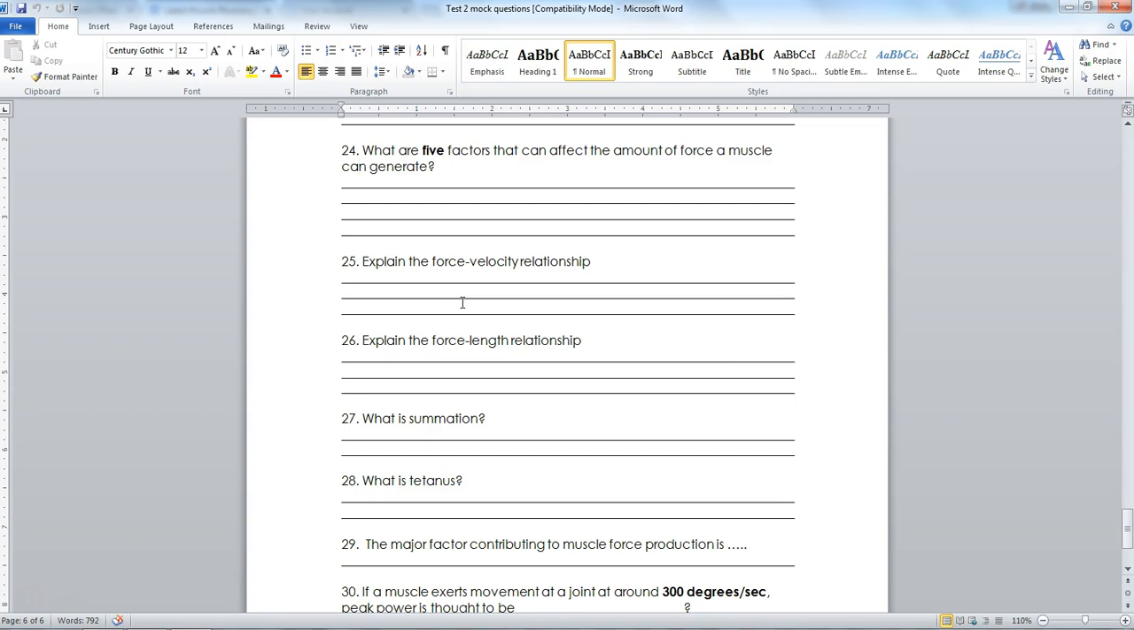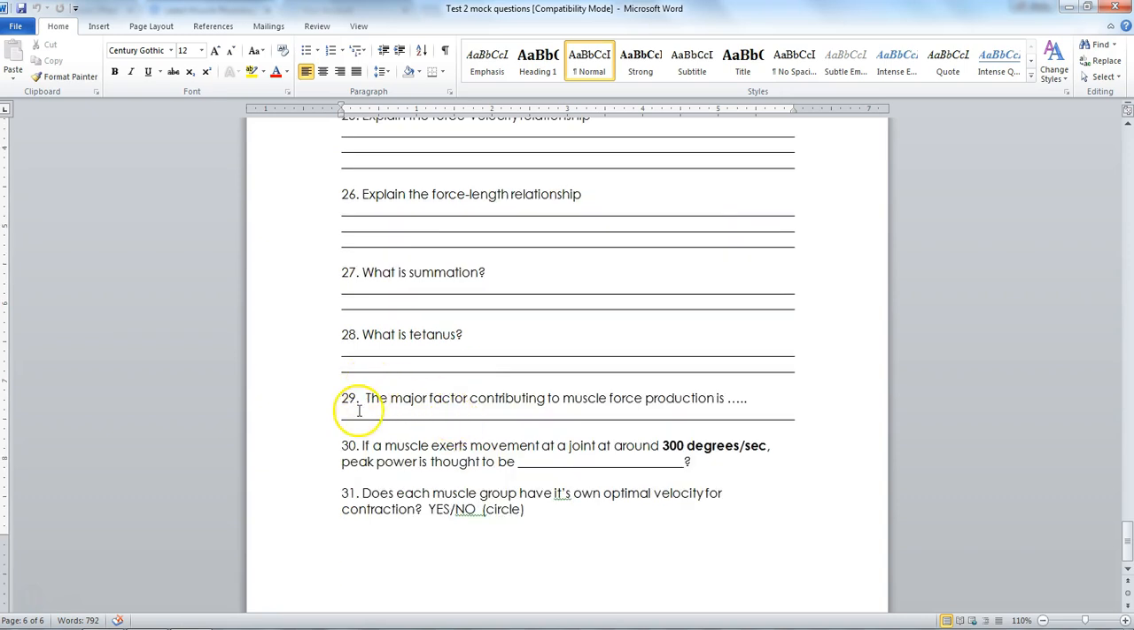If a muscle is contracted too fast, force is reduced. And if we want to add a reason to that, it's because there's not enough time for slow twitch fibers to fire, so you're bypassing a good number of your fibers.